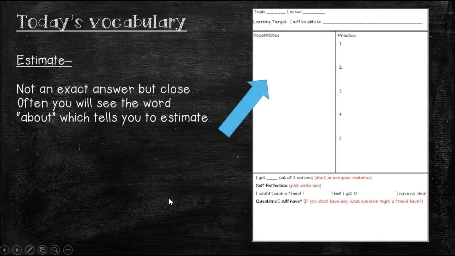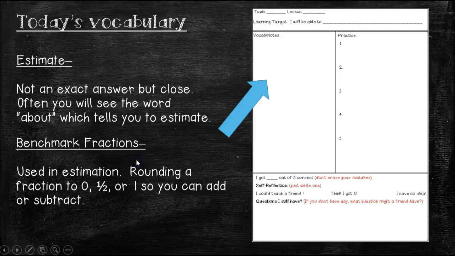Today's vocabulary, we're going to be talking about estimation. I know you all love estimation, but like I've told you before, as an adult in math, you are going to use estimation way more than you're going to ever use actual math. So it's really important that you know how to do it. An estimate, again, is not an exact answer, but it's close. Often you will see the word about, and that tells you you need to estimate.